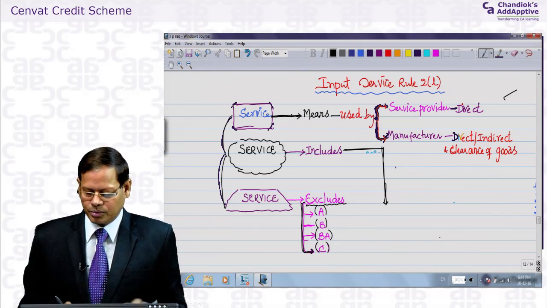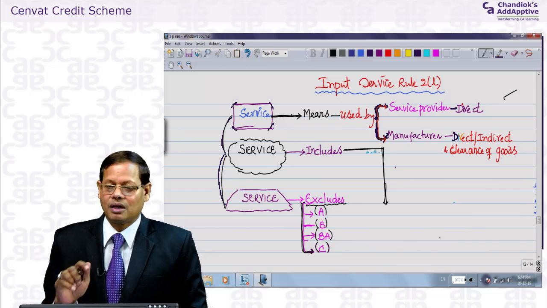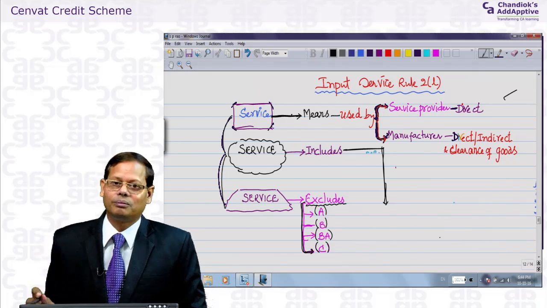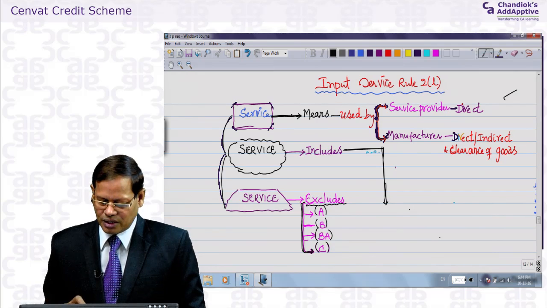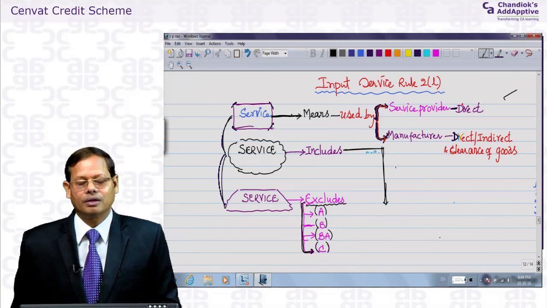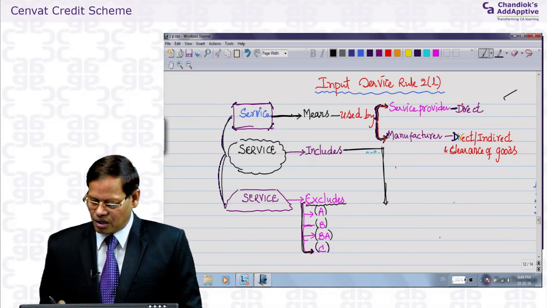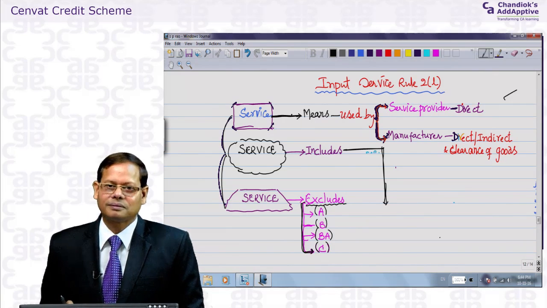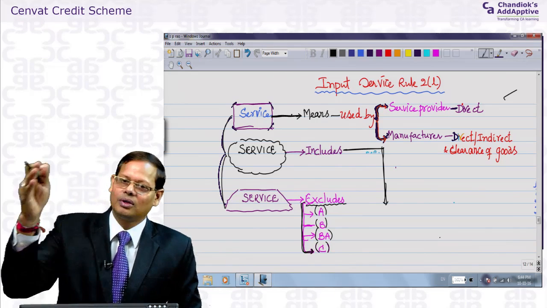Market research, storage up to the place of removal. Lawmakers are very careful, wherever they are talking about transport, etc., up to the place of removal. Beyond the place of removal, no. Procurement of inputs, accounting, auditing, financing, recruitment and quality control, coaching and training, computer networking, credit rating, share registry, security, business exhibition, legal services, inward transportation of inputs or capital goods and outward transportation, but up to the place of removal. All these things up to the place of removal only, not beyond the place of removal.